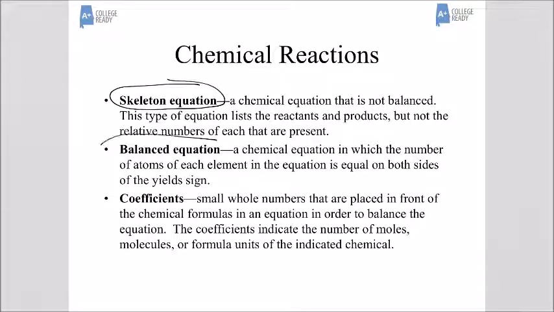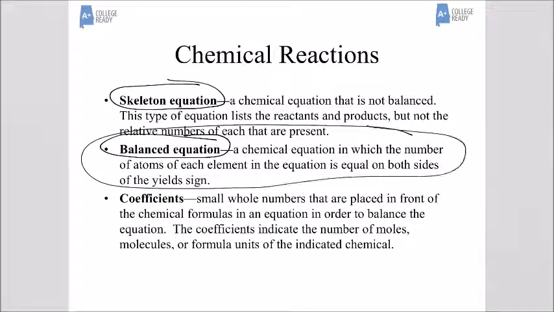Usually we're going to try to work with balanced equations. If we have 2 oxygen atoms on the left side, we also have to have 2 oxygen atoms on the right-hand side of that yield sign. So that's true for a balanced equation. The number of atoms of each type of element is equal on both sides of that yield sign. We're going to balance the equation using coefficients.